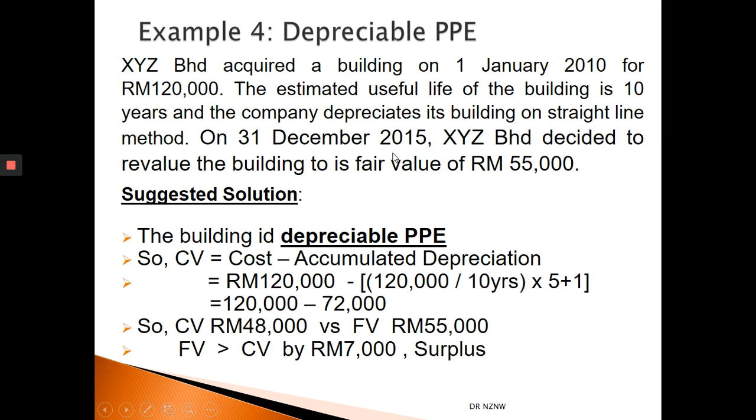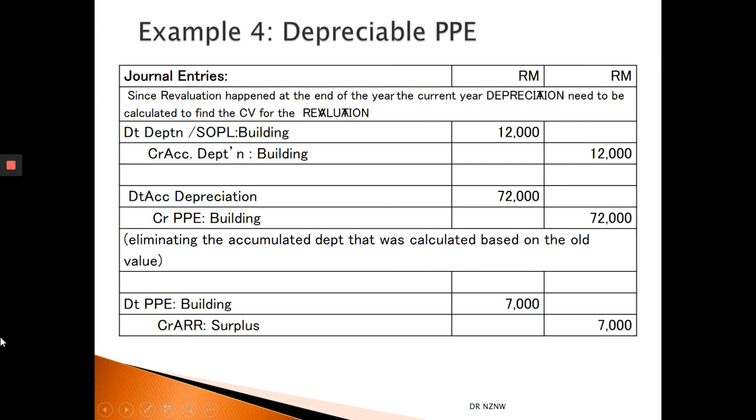Kenapa sebenarnya? Sebab tarikh revalue yang berbeza. Okay? But cara you buat sama. You must compare carrying value with the fair value. Cuma nilai fair value itu akan berubah sebab apa? Sebab dalam perkiraan carrying value, you perlu kira cost minus accumulated depreciation yang merubah itu merubah apa? Itu merubah jumlah accumulated depreciation. In this case, you compare fair value with the carrying value, still have surplus amount. However, your surplus is less than 7,000. So, the journal entry will be slightly different.